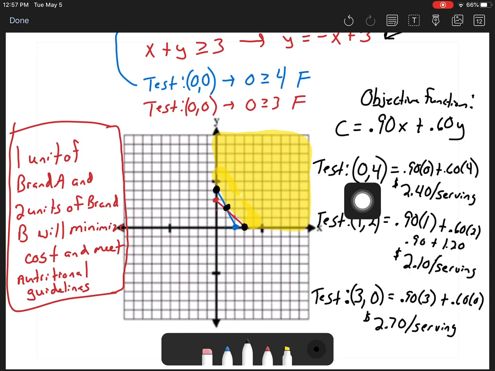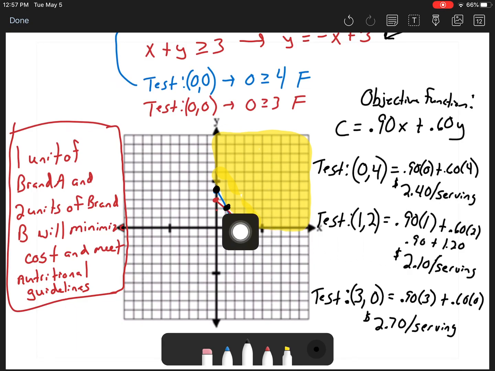So the first one right here, that's (0, 4). So I'm putting in 0 for x and 4 for y in the objective function, because we want to see what the cost is going to be to use 0 brand A units and then using all 4 brand B units. And we know that that will meet the fat and protein requirements, because we graphed those and we looked at the intersection of those graphs. When I put those in, I end up with a cost of $2.40 per serving: 90 cents times 0, and 60 cents times 4. So it would be $2.40 per serving.